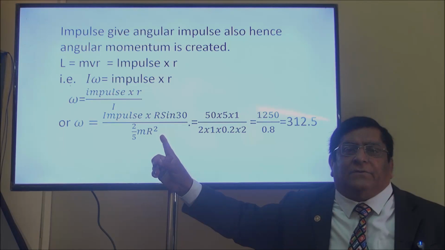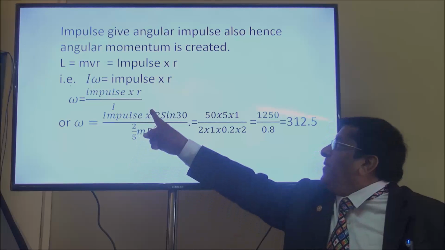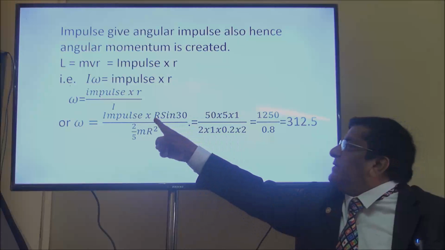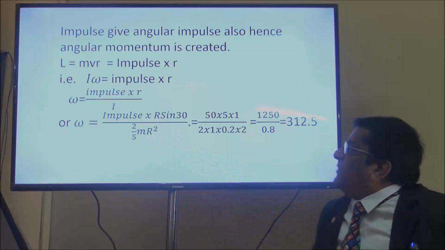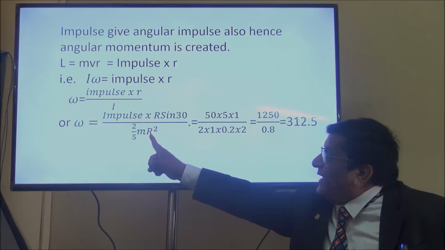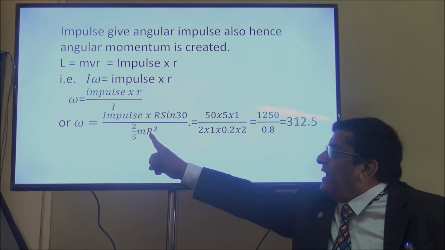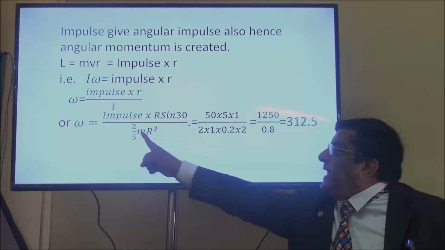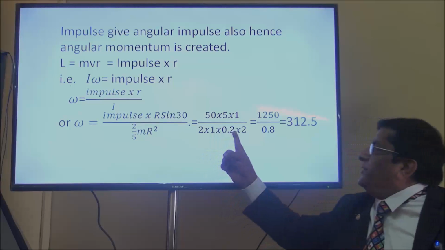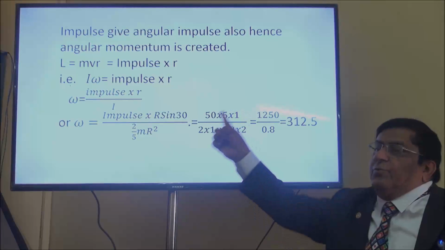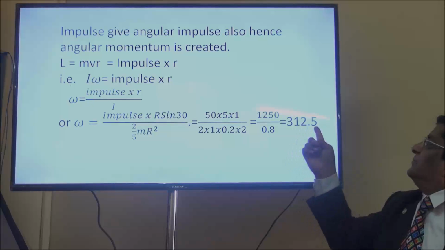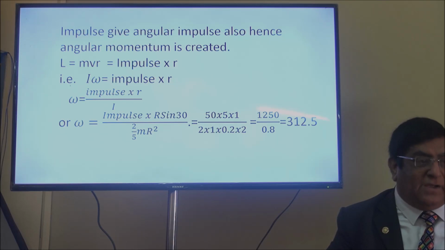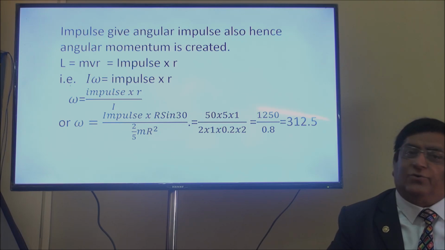Look here, everybody. This 5 will go above here. Impulse is 50. This 5 has gone here. R and R square cancel out. There will be one R here. That R is 0.2. Come to the bottom. This 2 is here. M is 1 kg. This one R is 0.2 and this sine 30 is 1 upon 2. So we do all this calculation and it comes to 312.5. So this is the value of what? Omega. This is the value of omega. So you got omega this way.